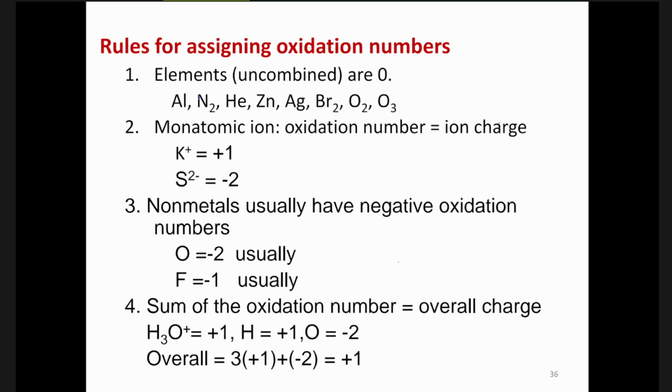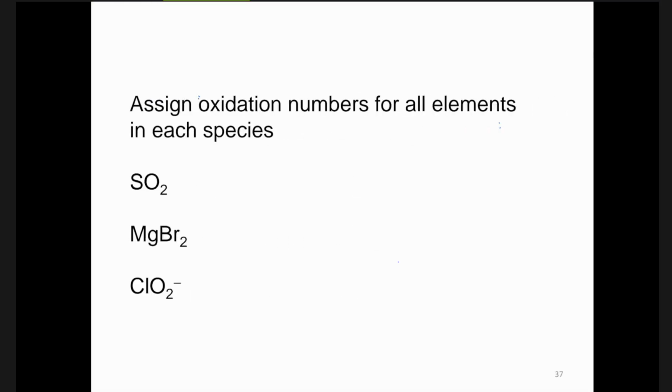So the total of the oxidation numbers should equal the overall charge. For example, if you have H3O plus, the total oxidation number inside this species should be +1, equal to the charge. So that's the case, because for hydrogen you have the oxidation number +1, and for oxygen you have an oxidation number -2. So that means H3 gives +3, then -2, that means you have +1, overall equal to 1. It's quite easy to do this calculation.